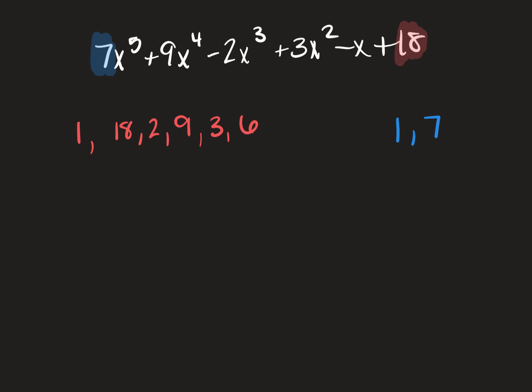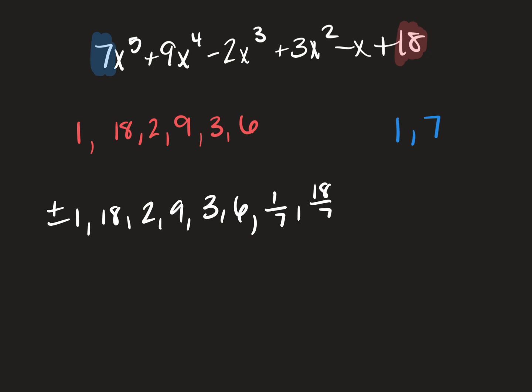Okay, so now we have to take all of these red ones and divide them by the blue ones. So we're going to take this whole list and divide it by 1, and then the whole list divided by 7. When it's divided by 1, that's fairly straightforward. We get 1, 18, 2, 9, 3, 6. Then we're dividing by 7. I'm putting my plus. So then 1/7, 18 over 7, 2 over 7.